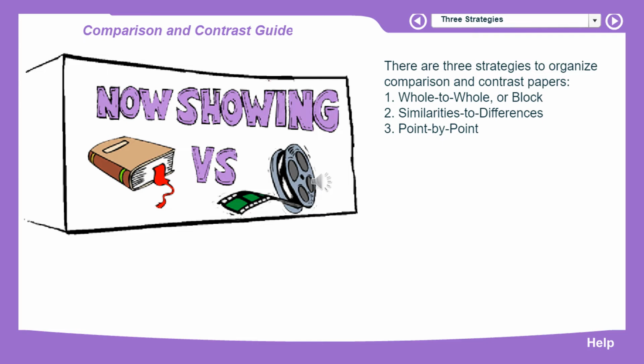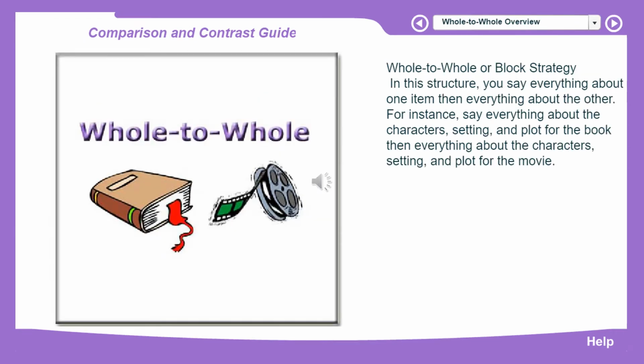There are three strategies that authors use to organize compare and contrast papers. They use whole-to-whole or block comparison, they use similarity to difference, and they use point-by-point. In the whole-to-whole or block strategy, you say everything about one of the items, and then you say everything about the other. For instance, going back to the movie versus the book version of the same topic, you would tell everything you had to tell about the book. Then you tell everything that you had to tell about the movie.